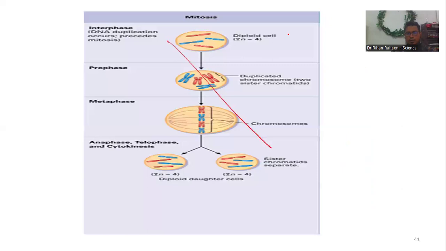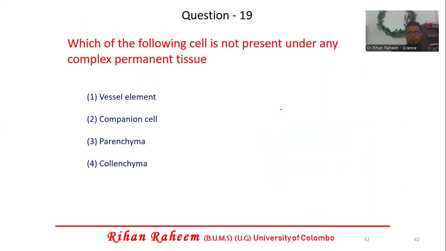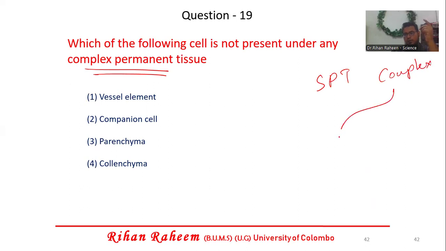So these ones are not there for you all. Don't need to worry. Which of the following cell is not present under any complex permanent tissue? Now your grade 10s, you all might not know this, but for the grade 11s, we have simple permanent tissue and complex permanent tissue. Under complex permanent tissue, we have two types, xylem type and phloem type.